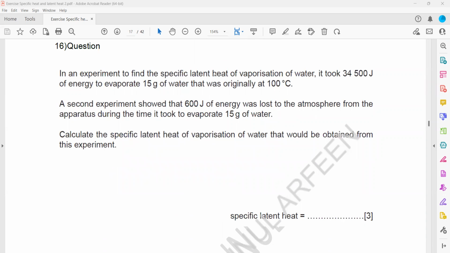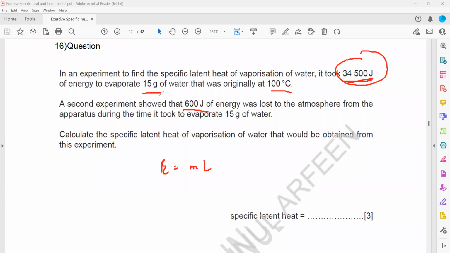Then this question, an experiment for the latent heat of vaporization. 34,500 joules is used for 15 gram, which was originally at 100. In a second experiment, 600 joules of energy was lost. So out of 34,500, 600 joules is lost. So 29,900 will be there.